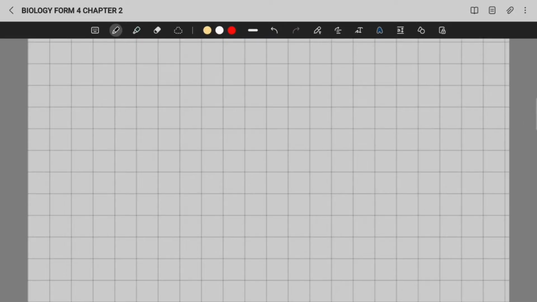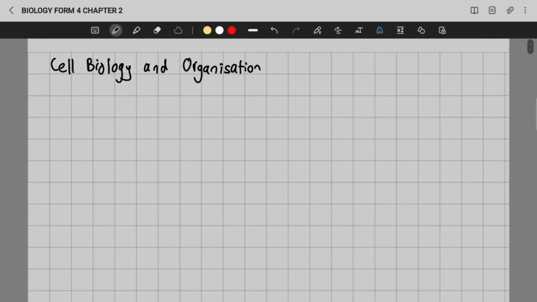Everything in the world has its basic units. We have atoms, the basic unit of chemicals, and in biology we have the cell, the basic unit of life. So today we'll learn about cell biology and organization, your second chapter in Biology Form 4 KSSM. Before we go further into the topic, first thing first, we need to know about the cell structure and the function of its components.